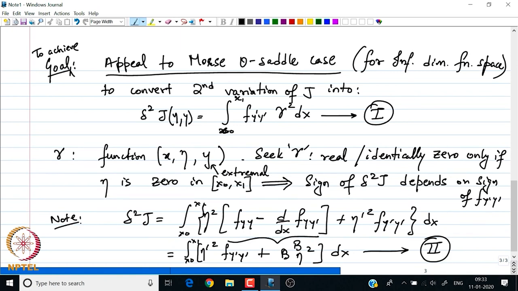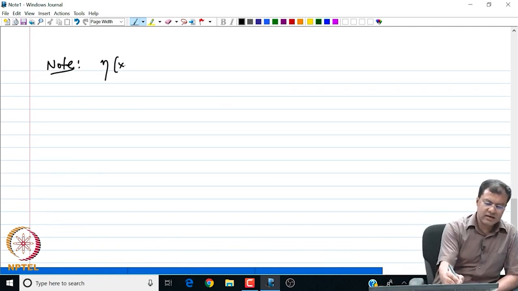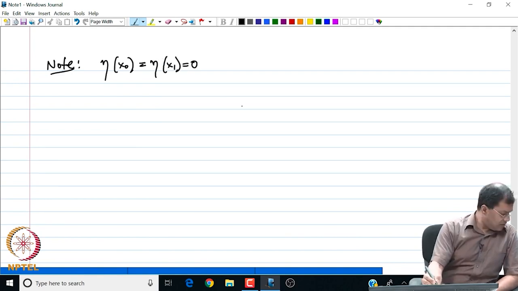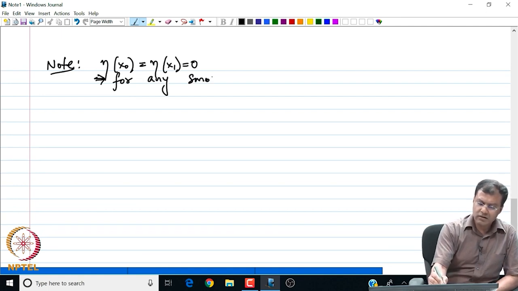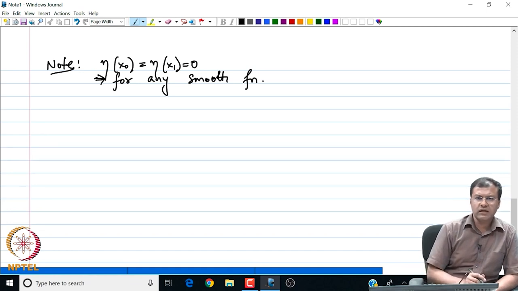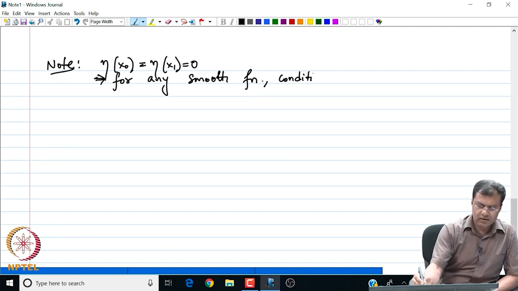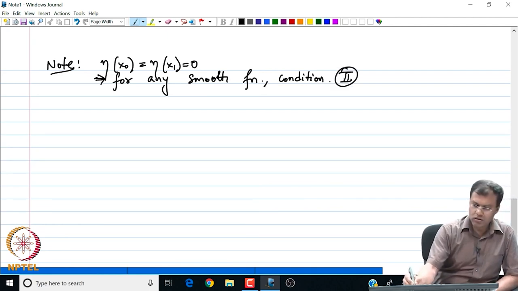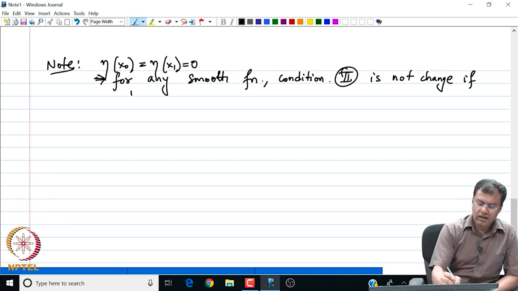And now, I am going to do a small trick. Note that eta vanishes at the boundary, right. So, eta is a perturbation. This observation implies that for any smooth function, all I need is the continuity of the function, and later on we will also see we need the differentiability of the function, at least first order differentiable. So, for any smooth function, the condition 2 is not changed if my integrand is modified as follows.